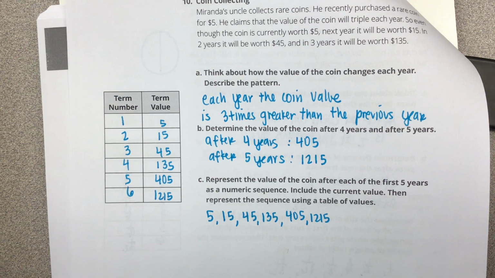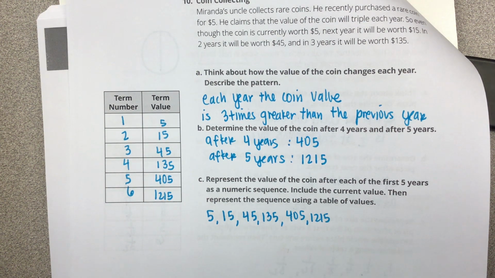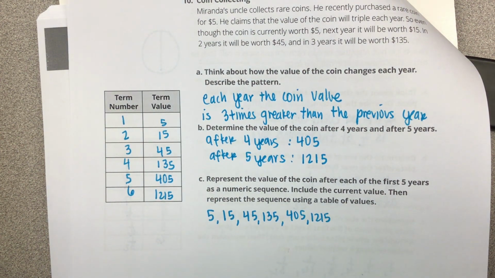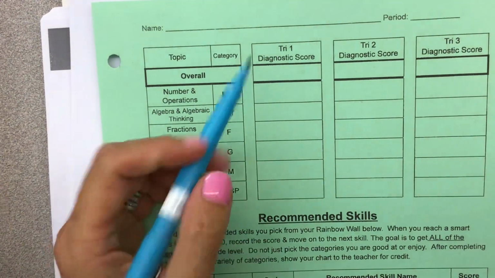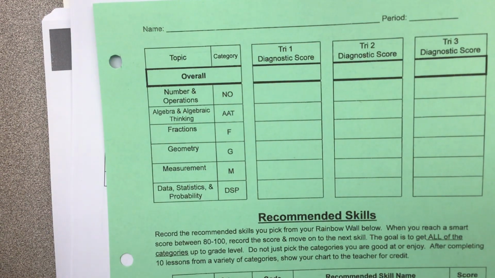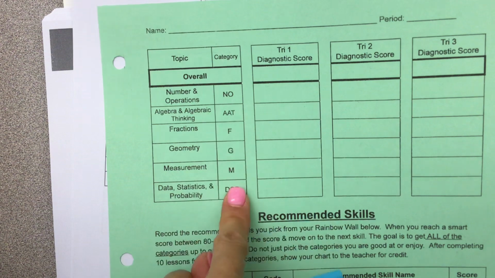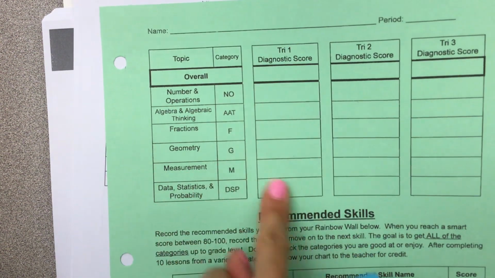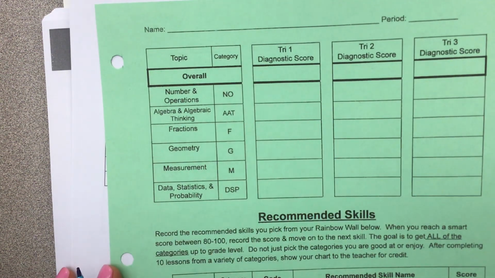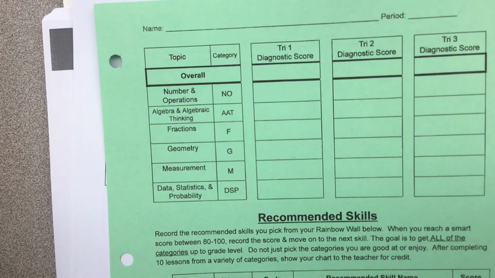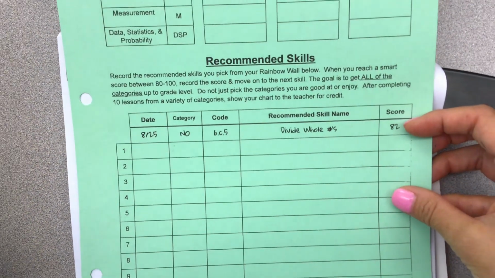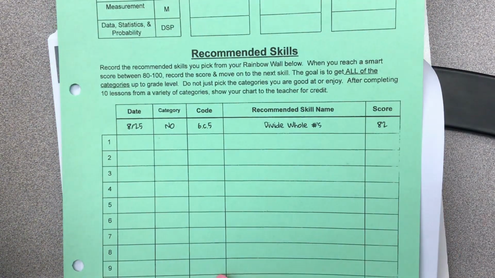Okay, great job getting through all of those sequences. That was a lot. So if you have extra time in class, you are going to update your IXL diagnostic. And then after that, I think it's only 6th period. We haven't filled this out yet. So you want to fill out from your diagnostic score here. That's from the rainbow wall. After you finish the initial diagnostic test, it tells you your scores. And then down here, you can work on any of the recommended skills from the rainbow wall.